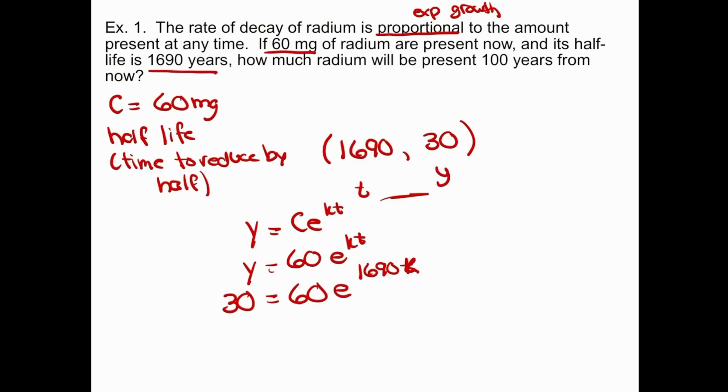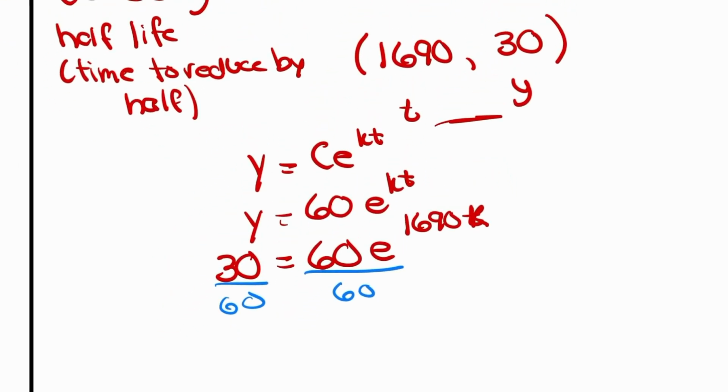What this question is asking us to do is to figure out that k. How much is it? What's that constant of proportionality? We can't isolate k immediately, but we can isolate the exponential part by dividing both sides by 60. That leaves us with 0.5 is equal to e raised to the power of 1,690 times k.